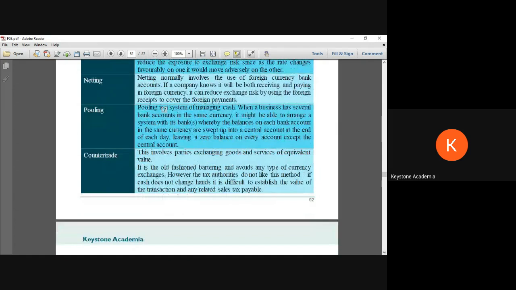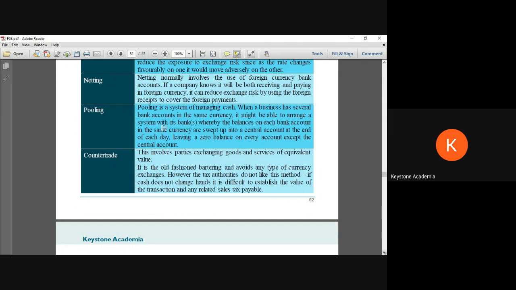Next is pooling. Pooling is a system of managing cash. When a business has several bank accounts in the same currency, it may be able to arrange a statement with its bank. So they can do everything together at the end and see what the receipts and payments are. That way they can pool it.